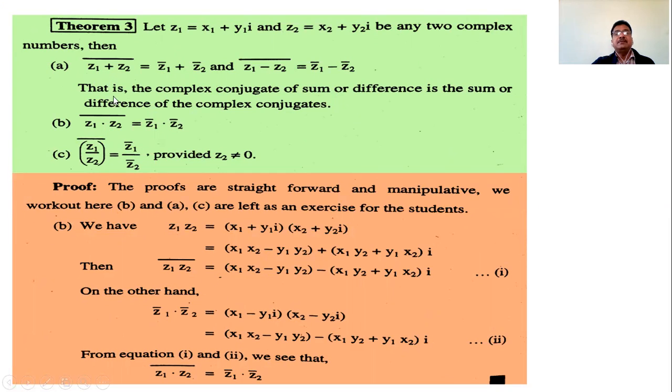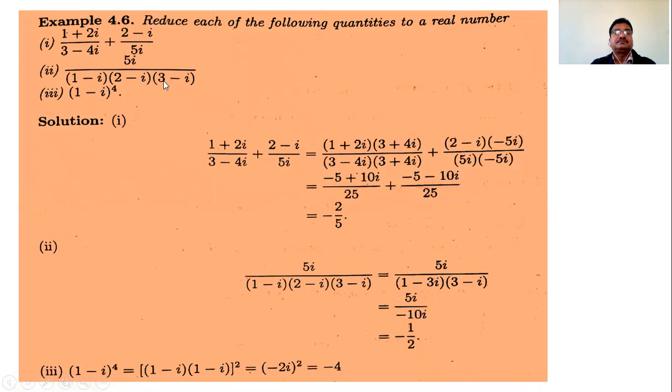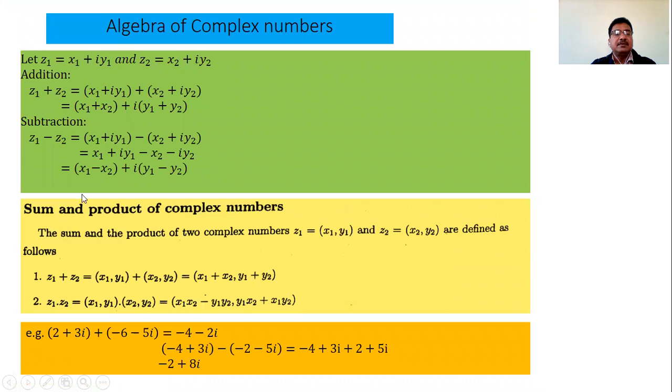That is, first find z1 + z2. Take z1 as this. z1 + z2 is (x1 + x2) + i(y1 + y2). And then its bar is what? Its bar has the minus sign right here. Then we have (x1 - iy1) in one bracket plus (x2 - iy2) in the other bracket. That is z1 bar + z2 bar. So the bar of (z1 + z2) is z1 bar + z2 bar.